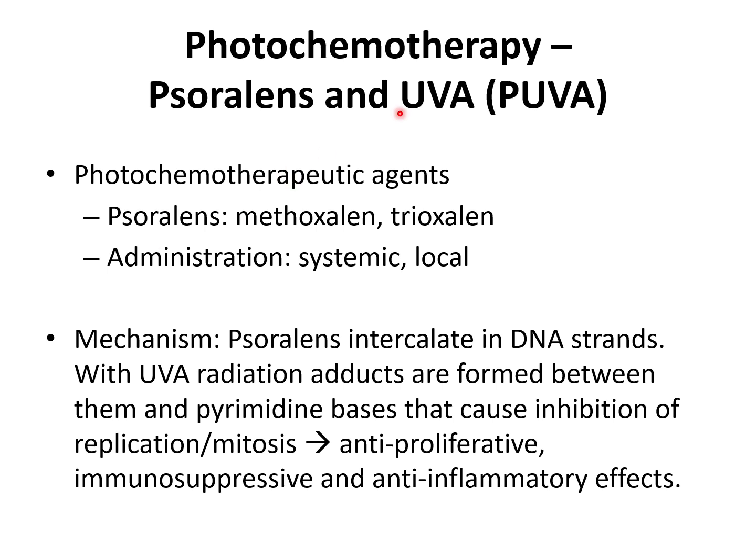Now, photochemotherapy consists of giving a drug, and usually these are psoralens, together with UVA light. So the psoralens are the drugs that are activated by the ultraviolet light, and they can be given systemically or locally depending on what you want to treat. What do these psoralens do?